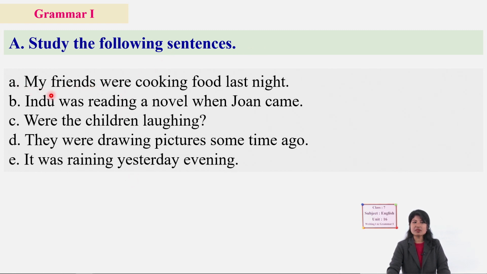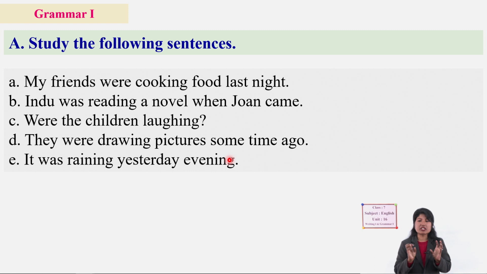Number A. My friends were cooking food last night. Number B. Indu was reading a novel when John came. Number C. Were the children laughing? Number D. They were drawing pictures some time ago. Number E. It was raining yesterday evening.